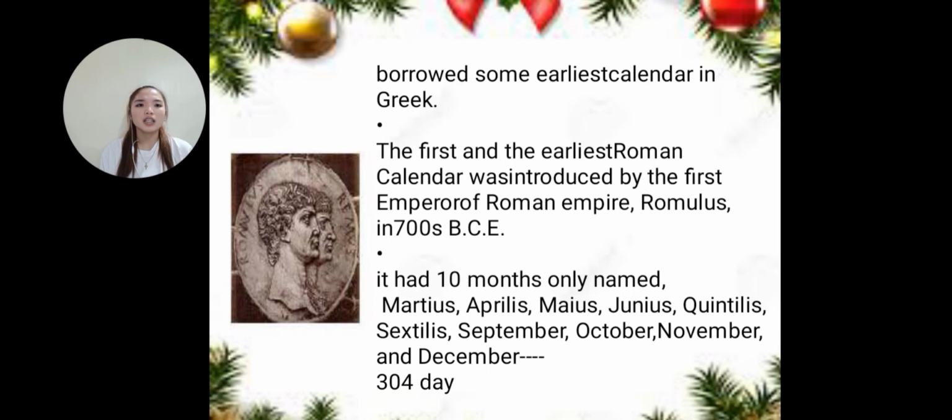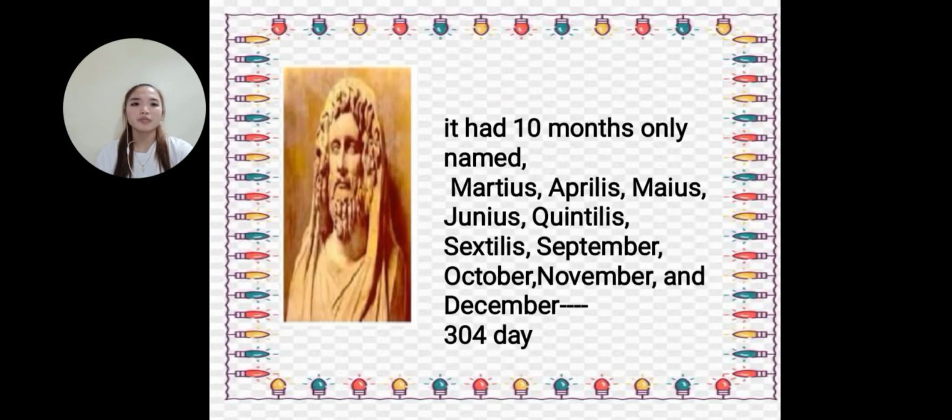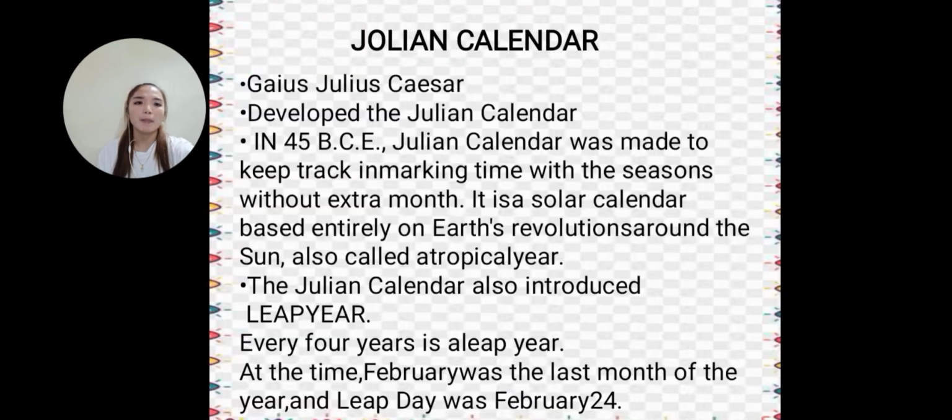The first and earliest Roman calendar was introduced by the first king of Rome, Romulus, in 700 BCE, before the Christian era. It had only 10 months: Martius, Aprilius, Maius, Junius, Quintilis, Sextilis, September, October, November, and December, which is 304 days. It had monthly use. This is the one I mentioned earlier.